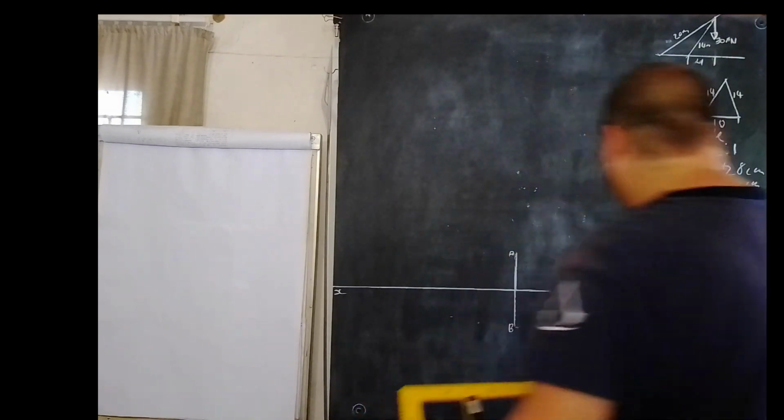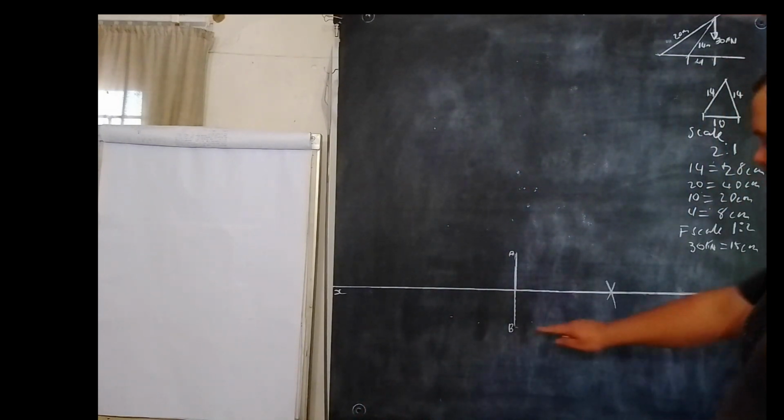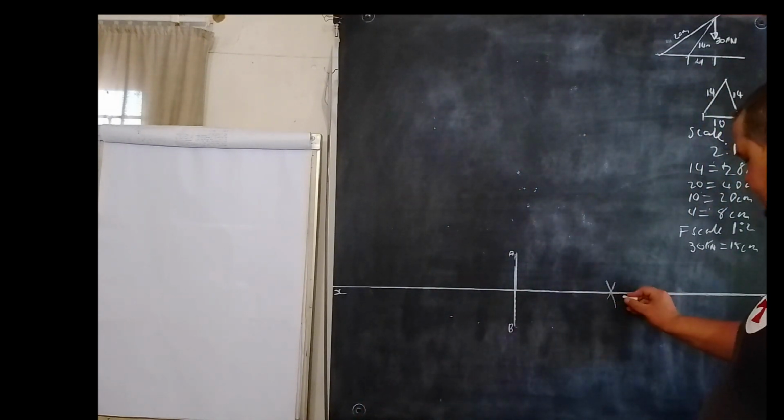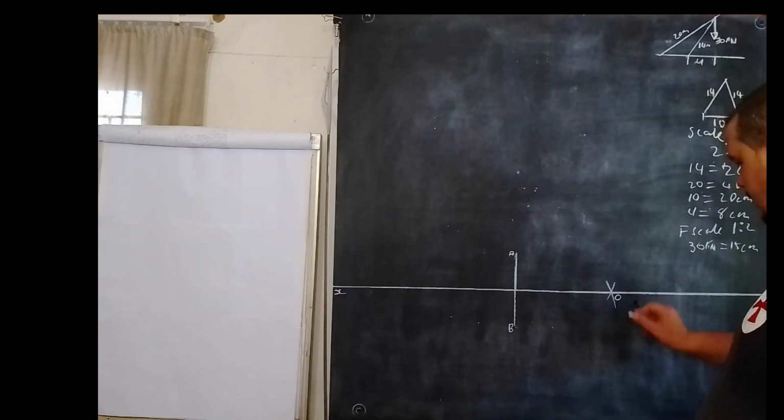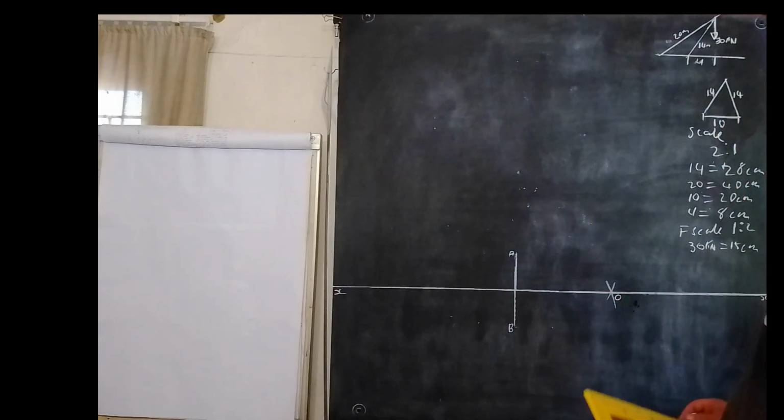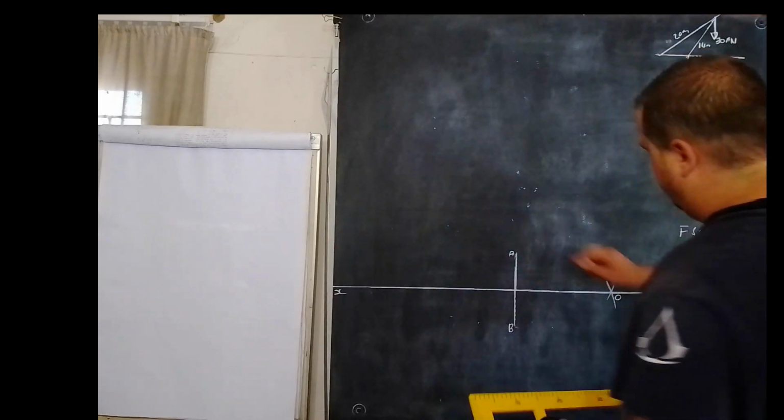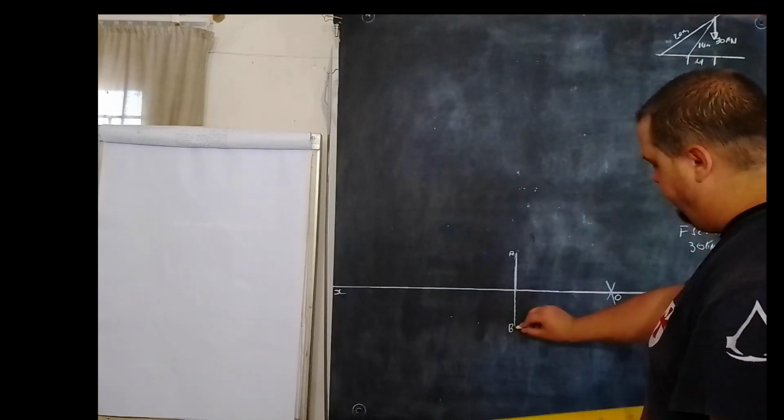Now we join the two lines. Now this point is O. So now we join A with O and B with O.